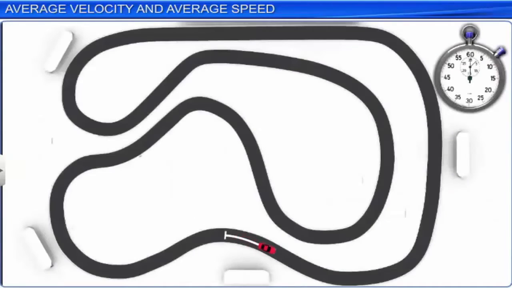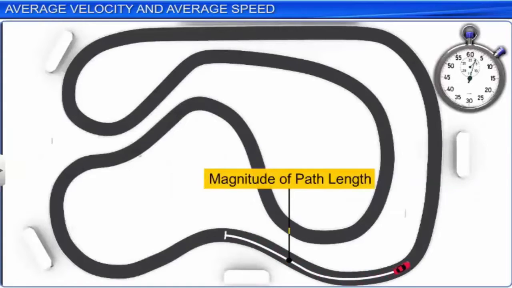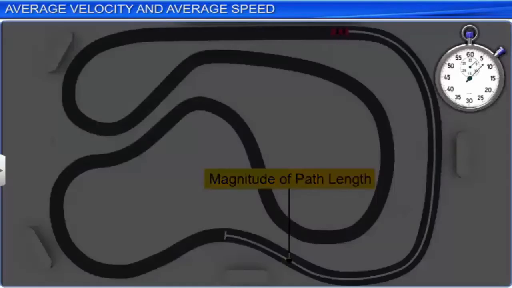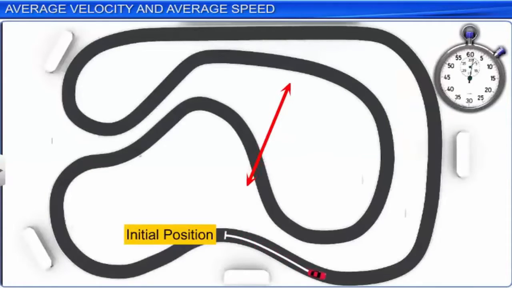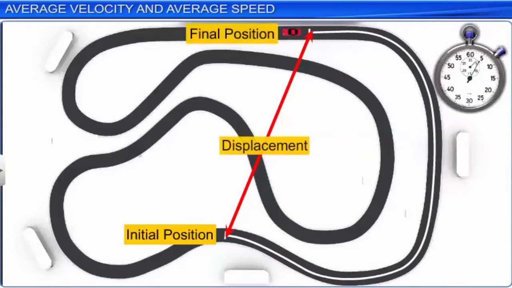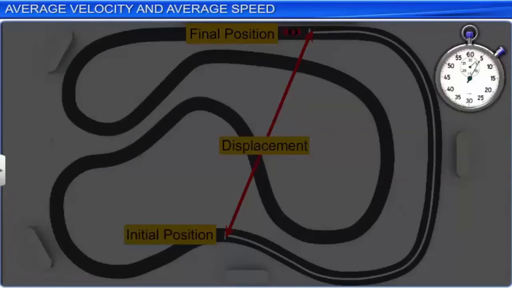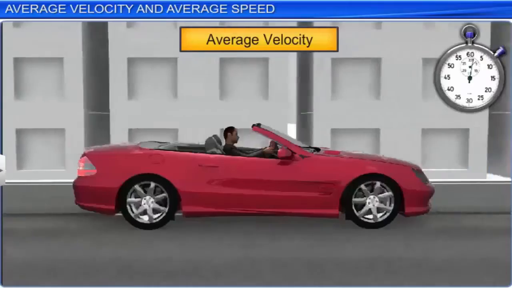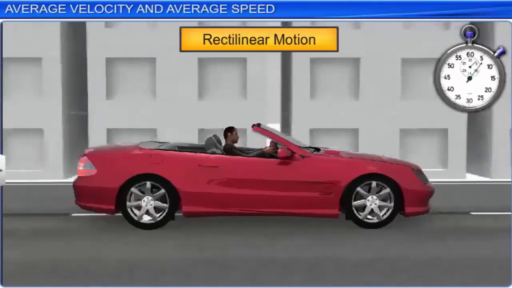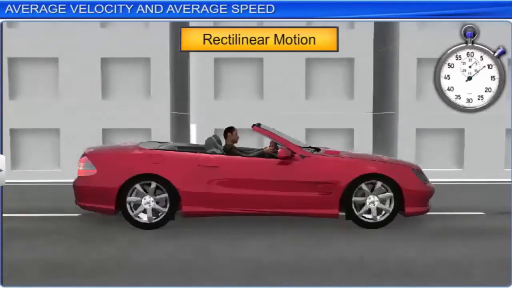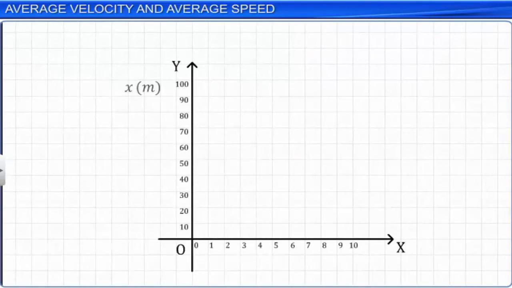Speed depends on the magnitude of the path length described by a body and the time taken to describe this path. Velocity, on the other hand, depends on the displacement of a body and the time taken for this displacement. Let's start with average velocity. A body moving in a straight line is said to be in a rectilinear motion. Let's plot an x-t graph of this motion.